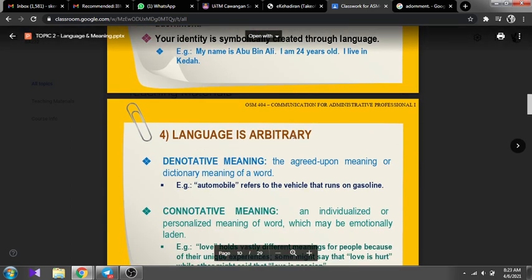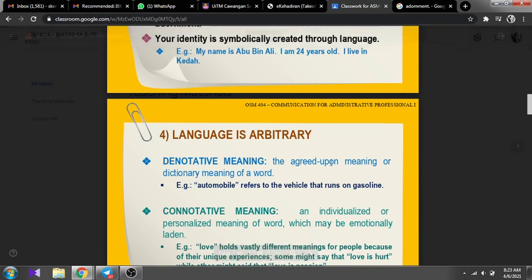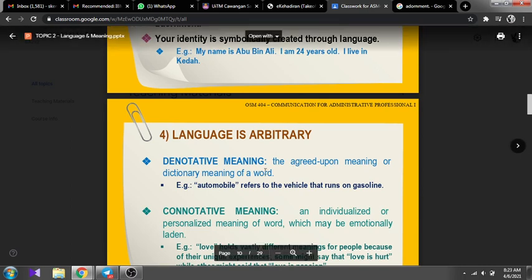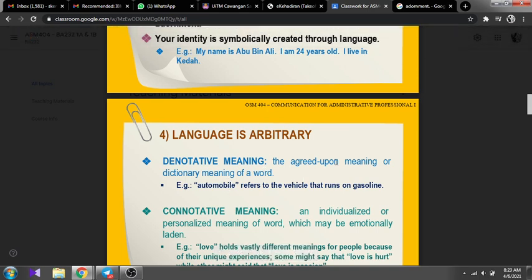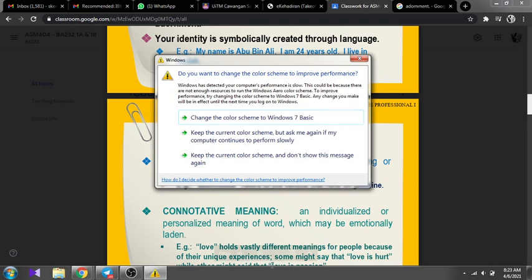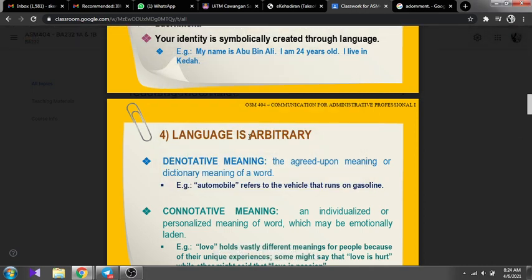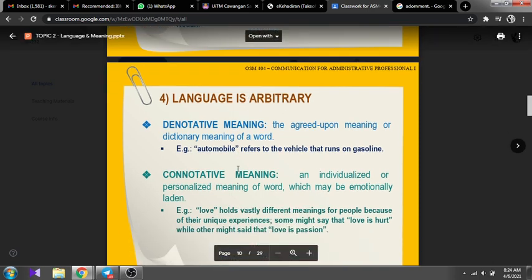And language is arbitrary, meaning the denotative meaning, the agreed upon meaning or dictionary meaning of a word. Automobile refers to a vehicle that runs on gasoline. Like this one, we call it kereta. In this region they call it motor, and in Semenanjung, motor is a motorcycle, but here motor is kereta. In Indonesia they call it mobil, if I'm not mistaken. So it has a different meaning.